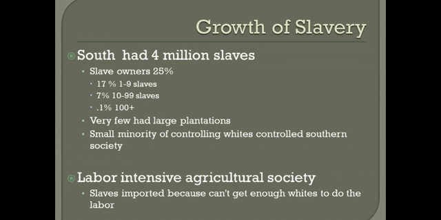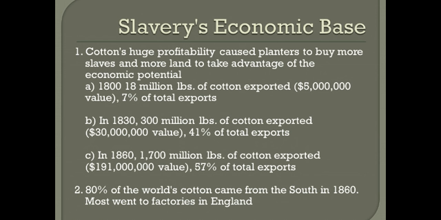Massive economic inequality. The Southern argument was that it was labor-intensive agriculture, so we have to import slaves because we can't get enough whites to do the work. So slavery has to exist because it's what the Southern economy is based on. Now, the economic base is important to talk about. Let's talk about this for a minute. I want to give you some numbers because this should shed some light on why this was such a big issue. So in 1800, cotton is worth about $5 million in exports, 7% of total exports.